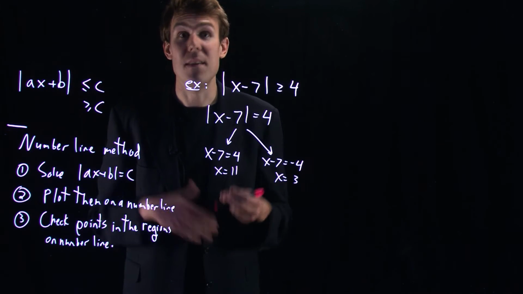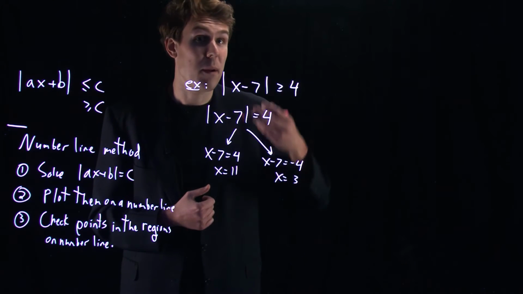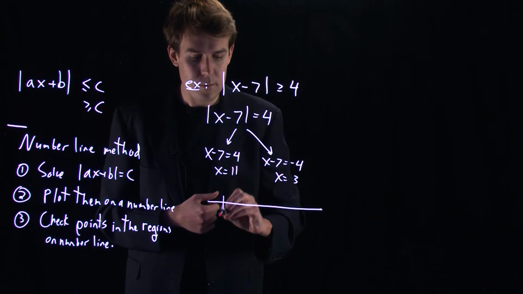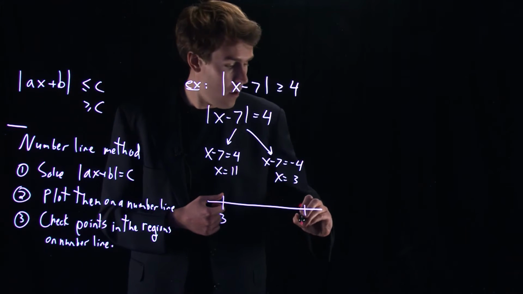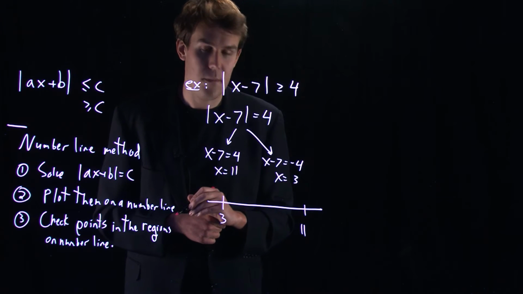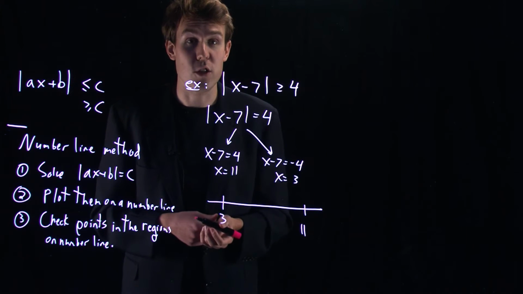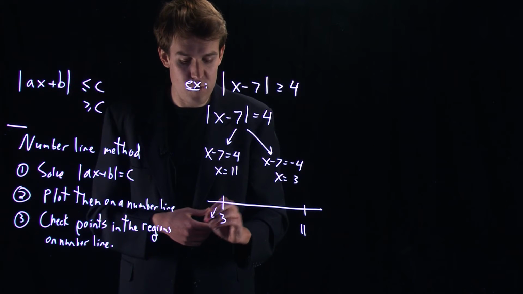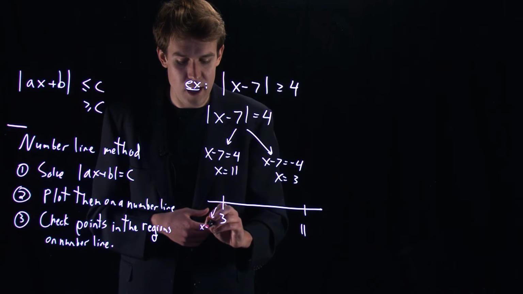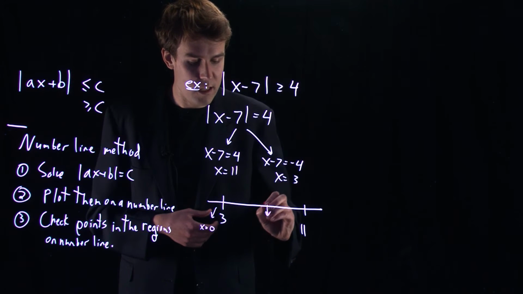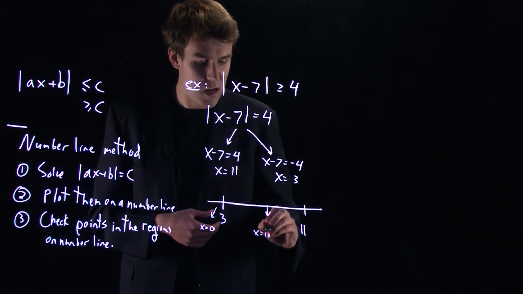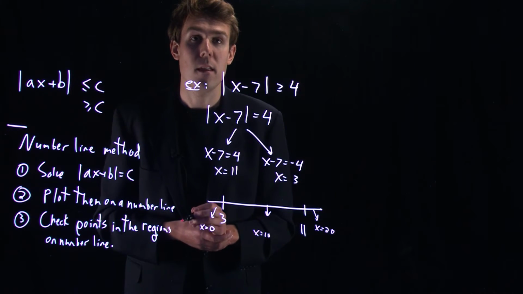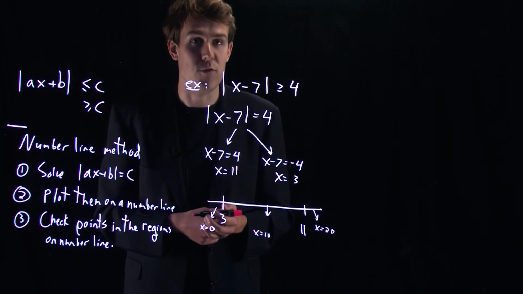My next step, and this is different from just solving the equations, is to plot these on a number line. So 3 is here, and 11 is here. Now I'll pick points in the regions to check where I have a solution. From this region, a nice point to use is x equals 0. Here, let's take x equals 10. And here we can take x equals 20. These are just simple numbers from each region.